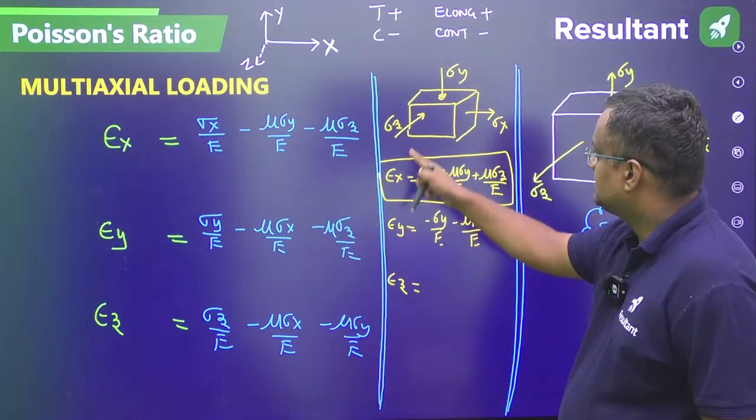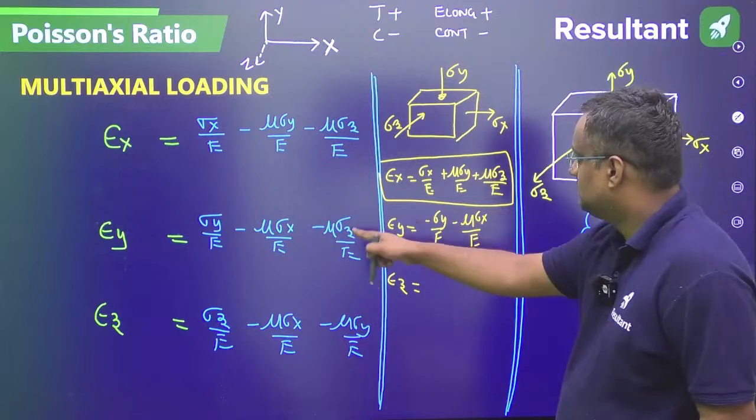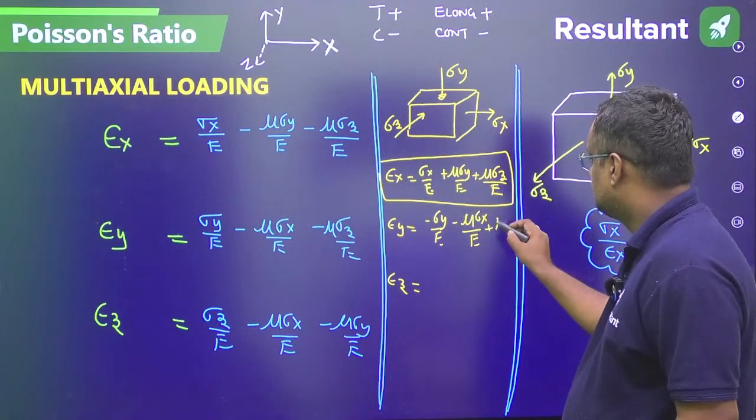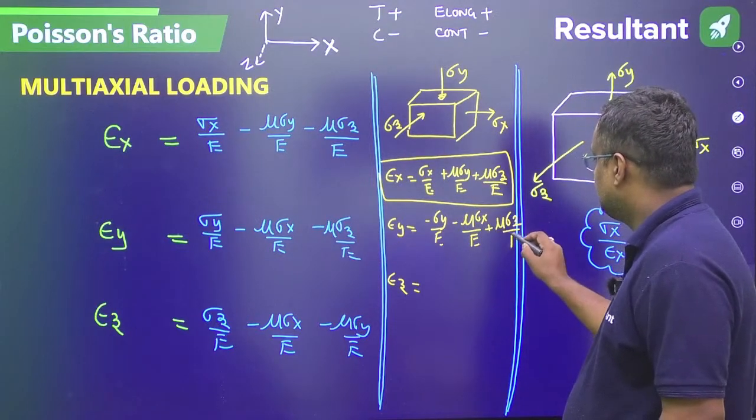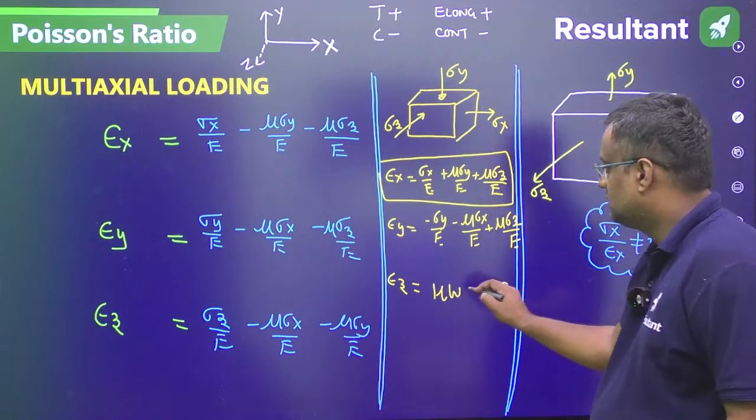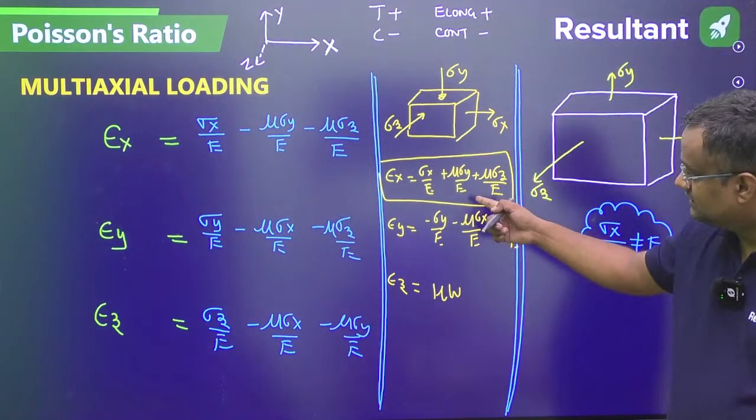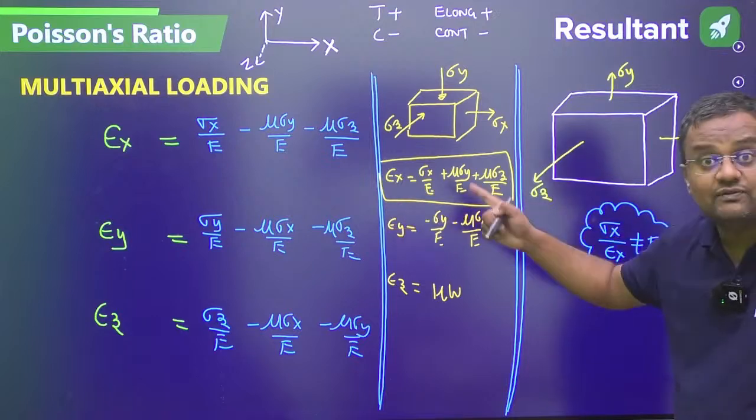And minus mu sigma z, but sigma z is minus. So minus mu minus sigma z, it will be plus. Plus mu sigma z. This is by this. Take this as homework. This is by this. Second way, logic.